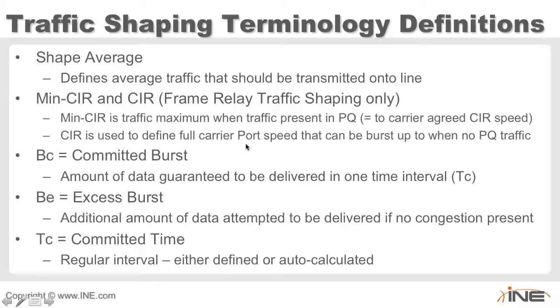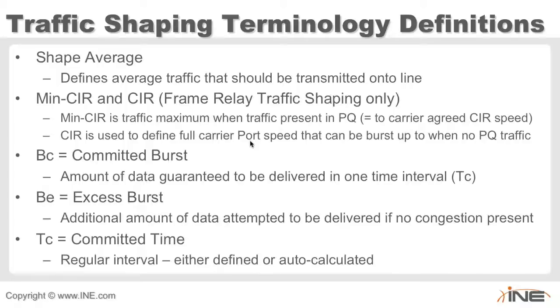Okay, so what Cisco calls the CIR is what the carrier would call the port speed, and can be burst up to when there's no priority queue traffic. What the carrier calls the CIR, Cisco calls the min CIR. Okay? So you probably don't have to worry too much about those unless you're still dealing with legacy frame relay networks. It'll be on the exam, although still good to know. You never know, they could ask you about them.